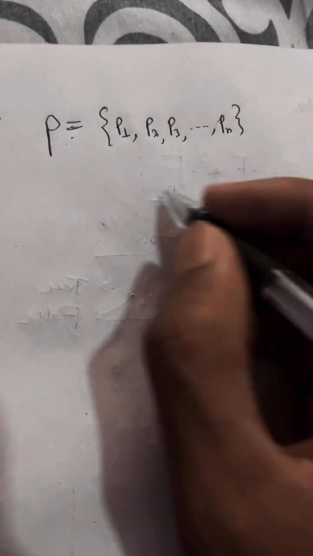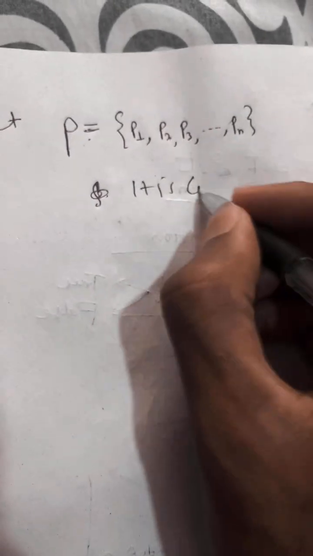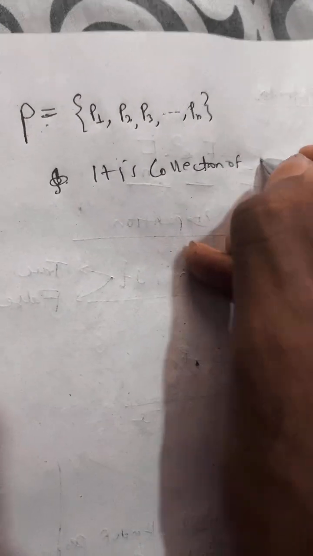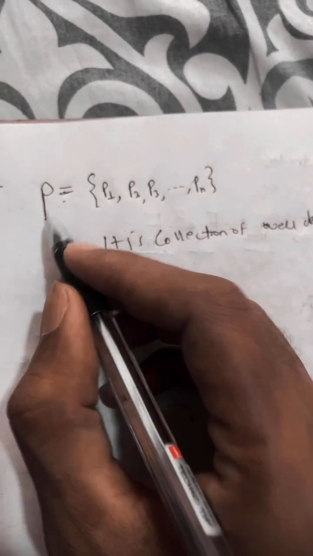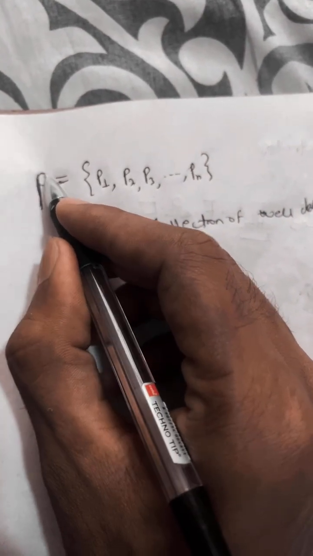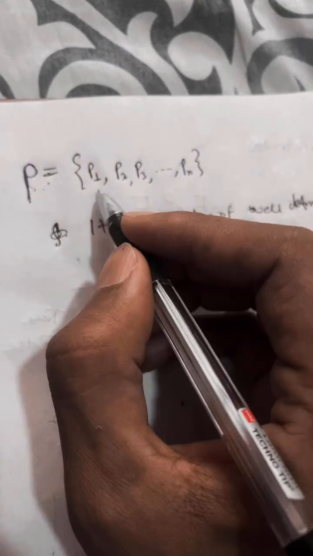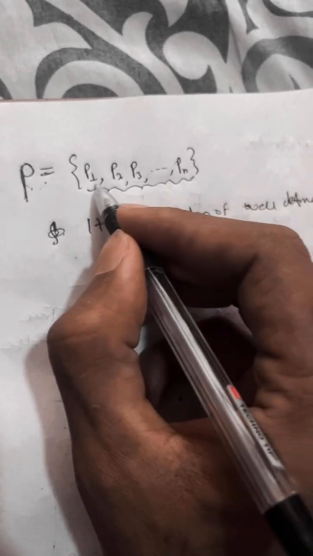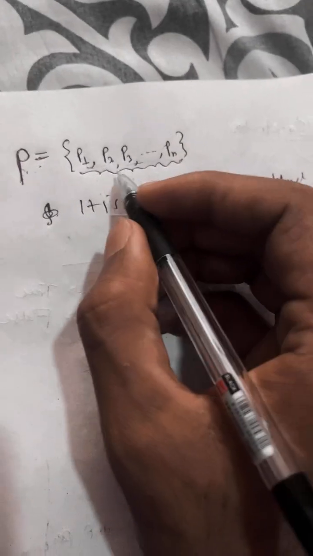So what is a set? We don't want to go deep into it, but a set is, for now we can say, a collection of well-defined objects. We can say collection of objects for now. So we have this set P. P is the compound proposition, and this compound proposition is constructed using these kinds of atomic propositions, right?